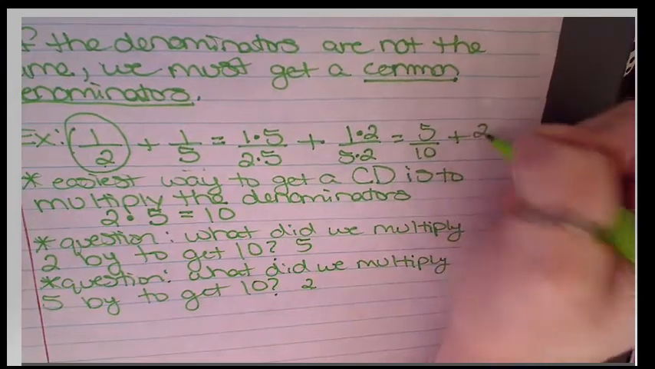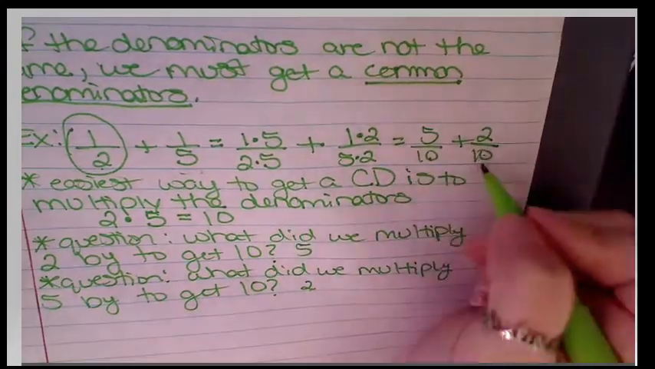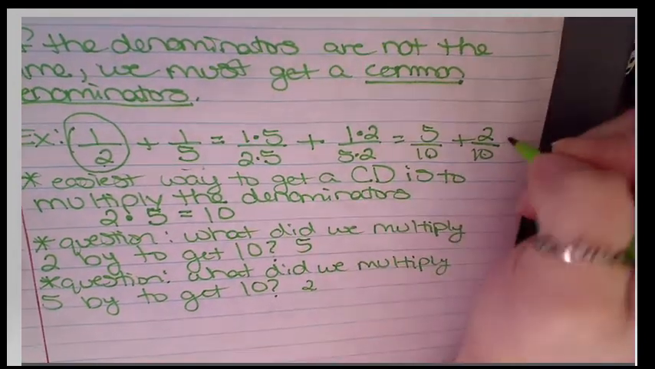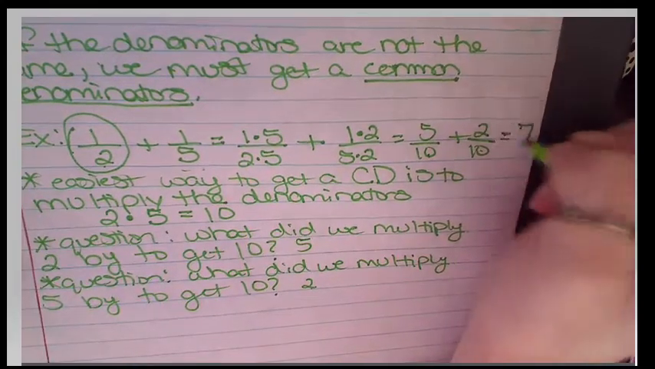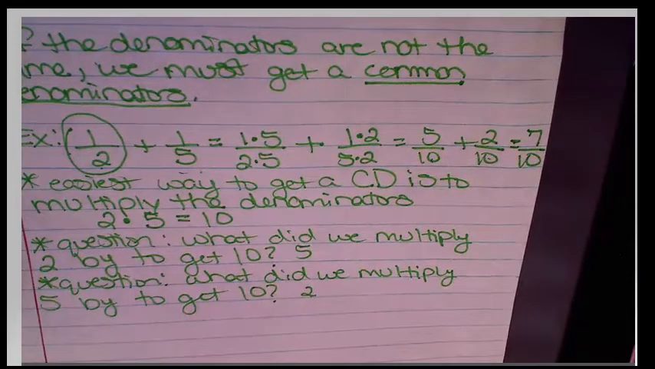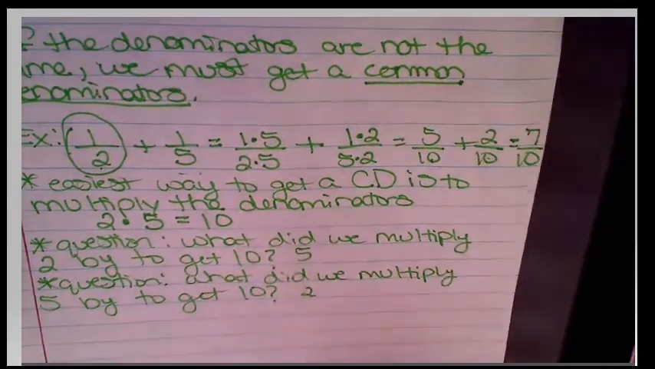over 10. Now, these bottoms are the same. It's just like the previous ones. So now we're just adding the top. We have 5 plus 2, which gives us 7 over 10. And that's our final answer. This may look like a lot of steps. It does get quicker the more you do. Okay?